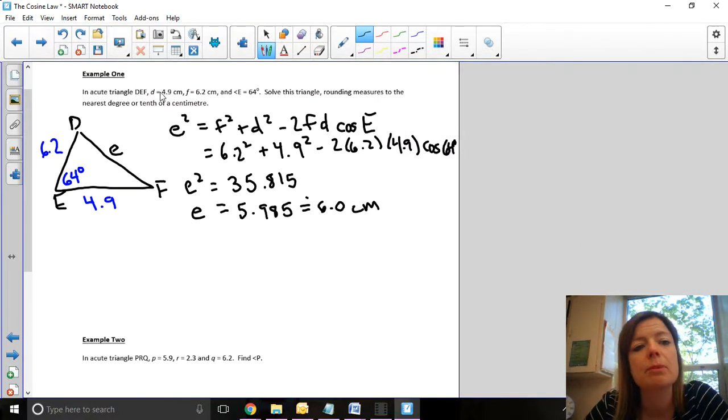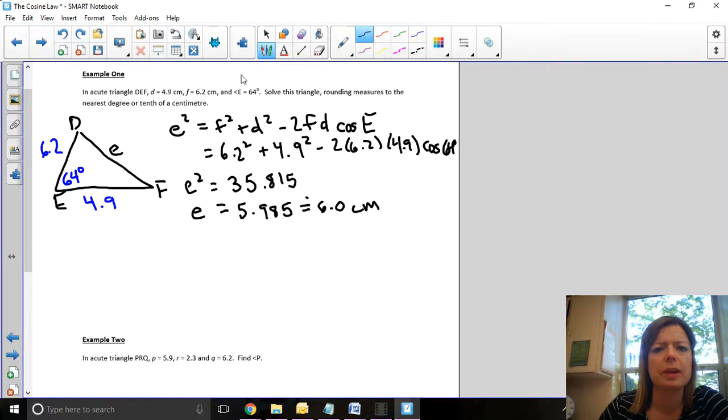And that's because both of these side lengths are written to the nearest tenth. So I want to make sure that this side length is written to the nearest tenth. Okay, so now I know this is equal to 6.0. Okay, so now I need to solve the triangle, so I need to find the other two angles.